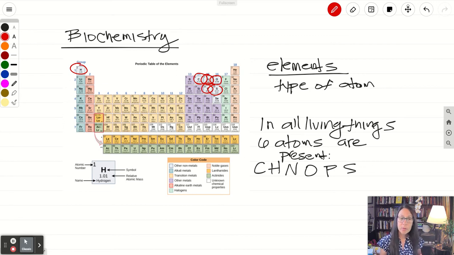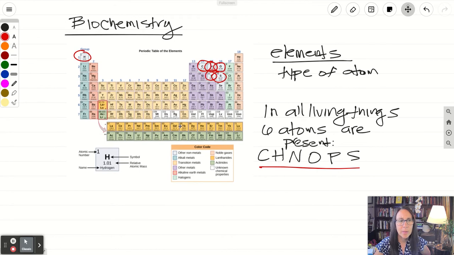I want to point out that there is this line here where you can see these purple elements. Everything to the right side of that, those purple ones, are called nonmetals, and everything to the left of them are metals. So all of these are nonmetals. Living organisms are made of nonmetal elements. The way I remember these 6 elements is I just remember this word, chinops. We're going to talk about these different atoms, and basically, they are the building blocks of all living things.